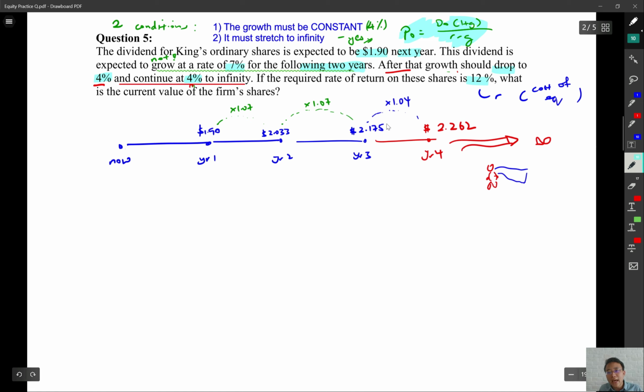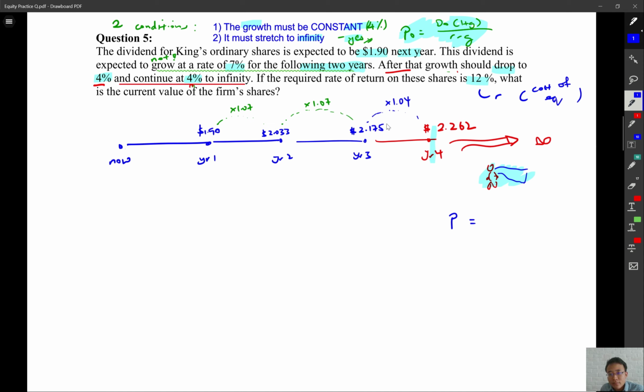You can only activate him from year 4. What are the conditions again? Your growth must be constant. It must stretch to infinity. Yes. Activate the hero. Now, how do we do this? We put in the price equal to. This is the slightly difficult part. Here, you just put in the dividend.